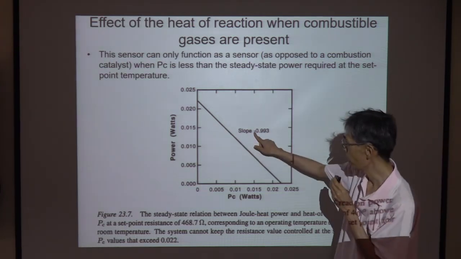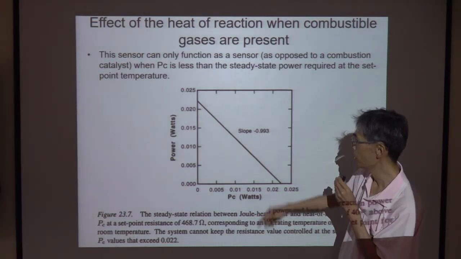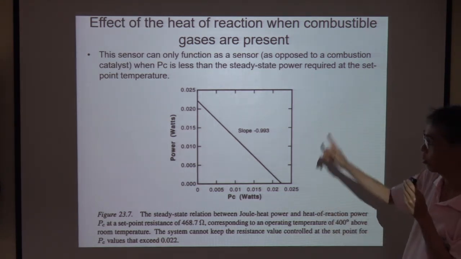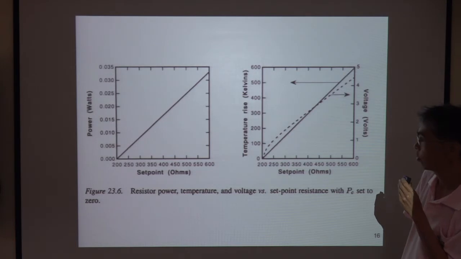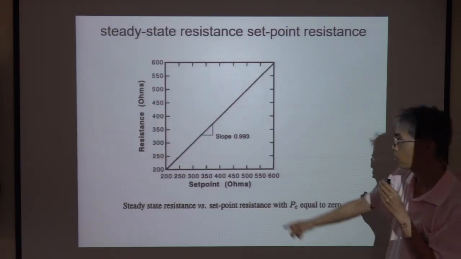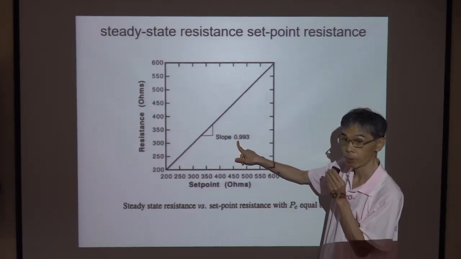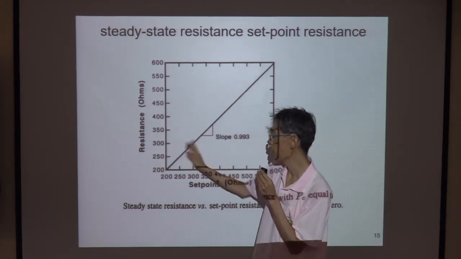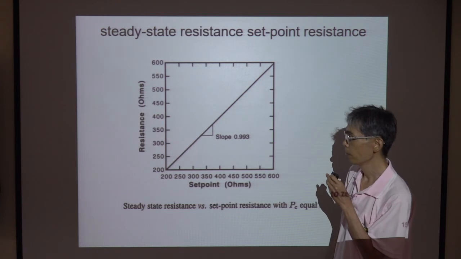This slope minus 0.993 should be closed. Can you go to previous? Previous. It should be the same as this slope, the set point resistance slope. Okay.